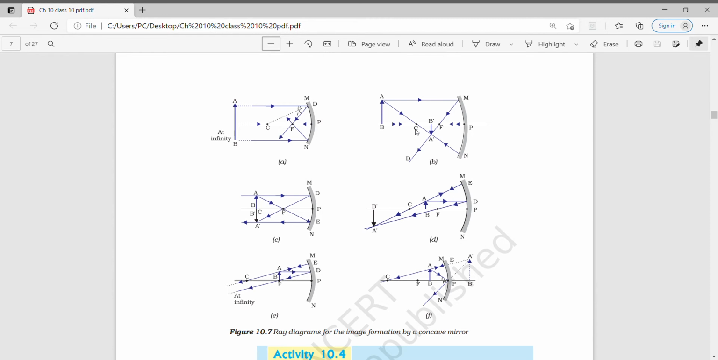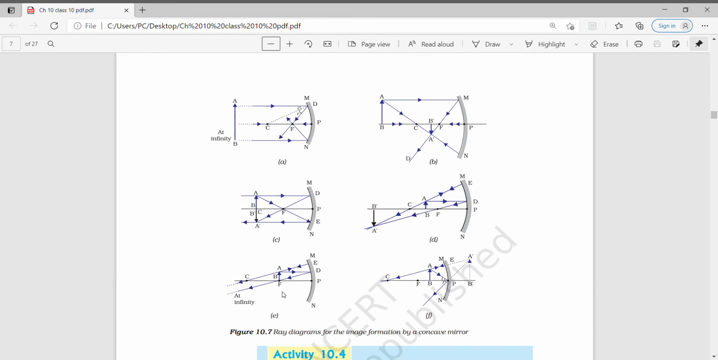So while drawing the ray diagrams, you have to take care of the 4 rules for drawing the ray diagrams. These 4 rules have been explained by me in one of my videos. So based on those rules only, we can draw the ray diagrams. You cannot draw the light rays randomly here and there. So that will not make the diagram in a correct manner.